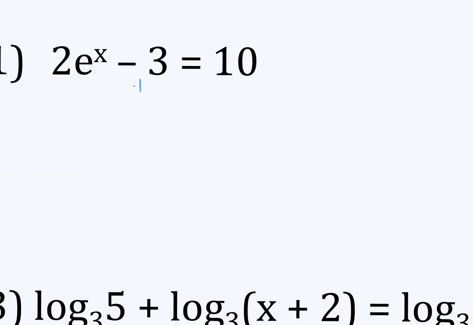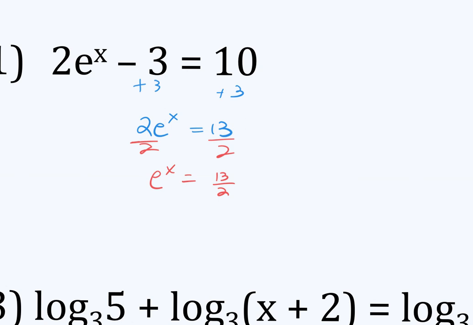So for this one, I'm going to add the 3. I get 2 to the e^x equals 13. I want to divide by 2. If it went in evenly, obviously I divide it in, but it doesn't. So I'm actually going to leave it as 13 over 2. If you wanted to make that a decimal, because this is an exact decimal, I could have made that 6.5, but if it was a rounded decimal, you would not want to do that. You want to keep it exact.